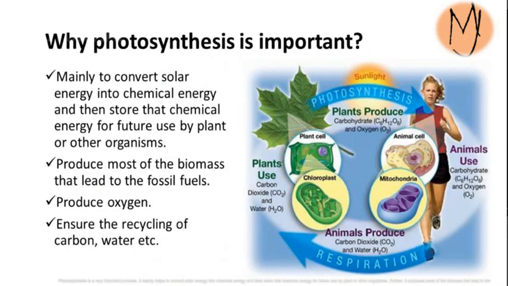Photosynthesis is a very important process. It mainly helps to convert solar energy into chemical energy and then store that chemical energy for future use by plant or other organisms. Further, it produces most of the biomass that lead to the fossil fuels. It produces oxygen, which is the most important molecule for aerobic respiration. This process also ensures the recycling of nutrients, carbon, water and so on.